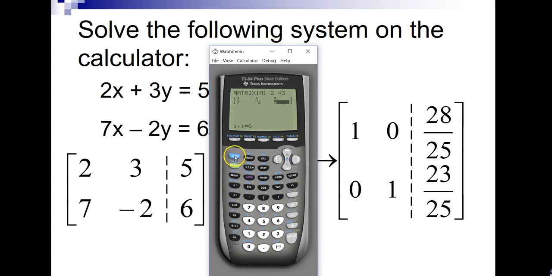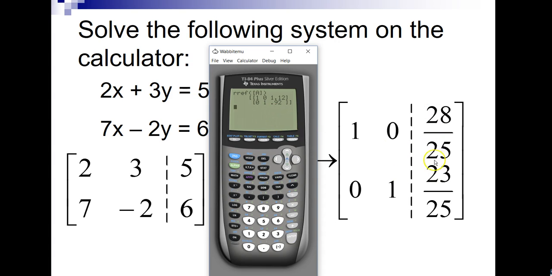Alright, then you want to go to your home screen. Let's clear that out. And we want to go to second matrix. We want to go to math. And we're going to find RREF, which is right here. And we've got to tell it matrix A, so second matrix 1. And hit enter, and you see it gives us this.